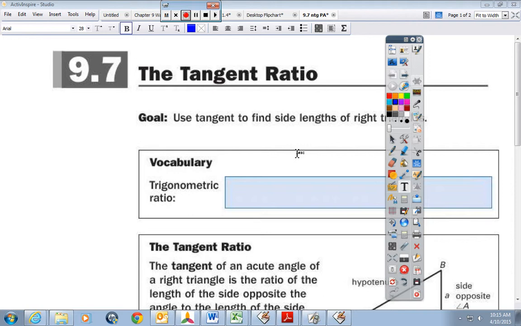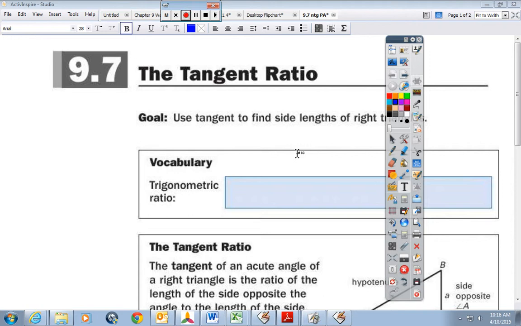Which you'll need for this lesson, you should see 3 little buttons. One of them should say TAN, T-A-N, and the other two should say COS, which stands for cosine, and SIN, and that stands for sine. Okay. Today we're going to be talking about the TAN, the tangent ratio.